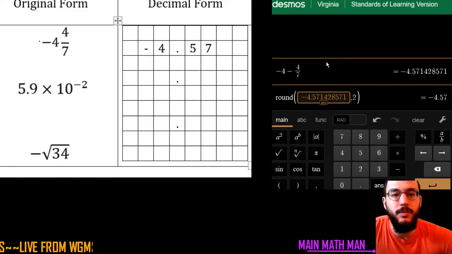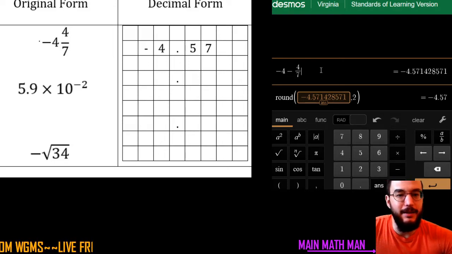4.57. Again, the reason why I had to change on my Desmos calculator here, I was used to doing the plus, but since I'm talking about a negative number, I have to have a minus there. Make sure, same kind of idea.